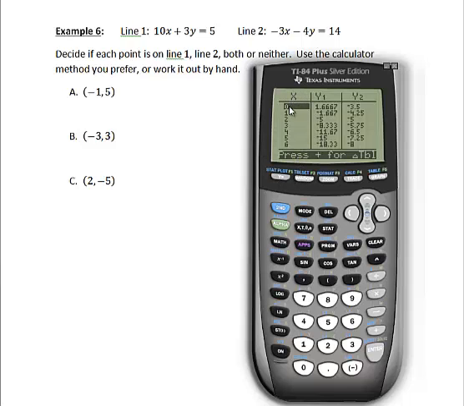Okay, once we're at the table, we have the X column, and then we have the Y values for equation 1, line 1, and line 2 in the third column. So the first one we want to check is an X equals a negative 1. So I go up, I find negative 1 in my X column, and I look over to the right, and our Y coordinate that we want is a 5, but we only have a 5 in the column for line 1, not line 2. So we would say this ordered pair is only on line 1.